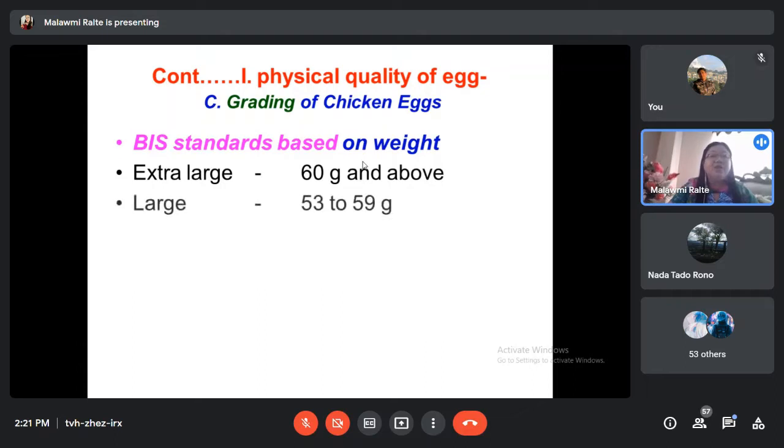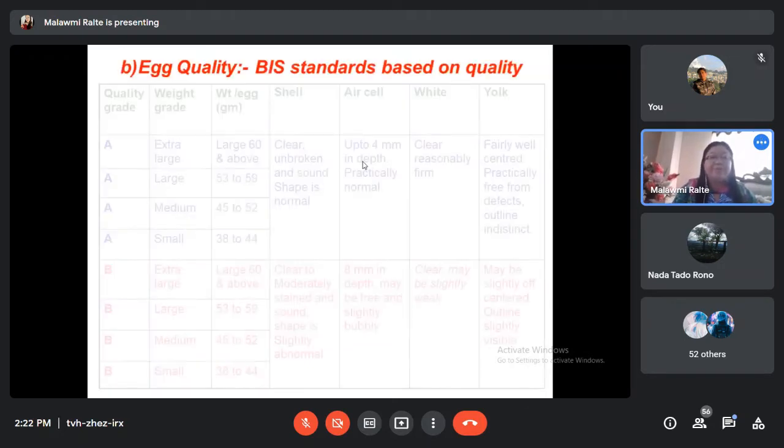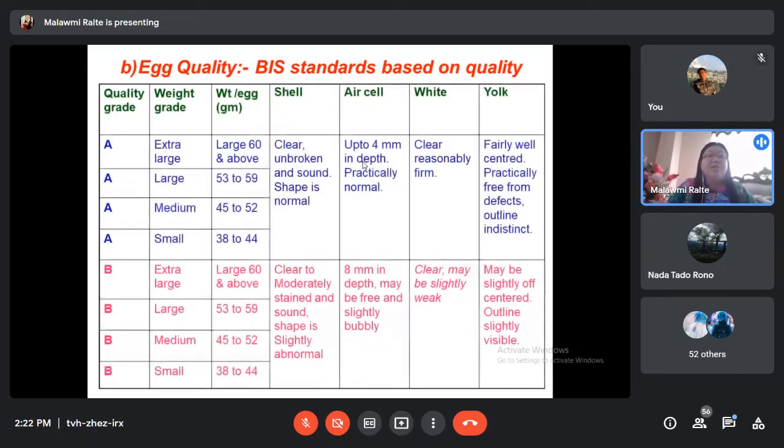So a large egg is 53 to 59 gram, medium 45 to 52 gram, and small egg is 38 to 44 gram. So when the hen lays an egg the first time, it will be small, around 38 to 44 gram. And then when they become older, the egg size also will be bigger and the weight also will be more. So this is the egg quality.